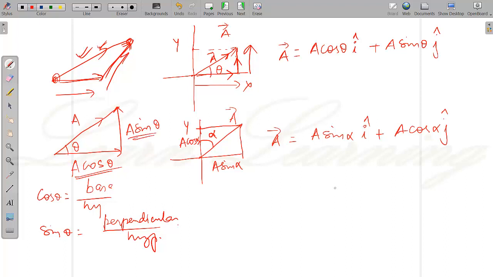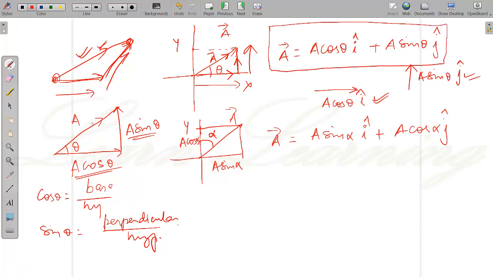Similarly, in this particular example, instead of writing A, we could have written that there are two vectors. One is A cos theta in this direction and the other one is A sin theta in this direction. Now, this is the magnitude. So how is the direction represented? We have seen that the direction along the x-axis is represented by i cap, the unit vector along it, and the direction along the y-axis is represented by j cap. So you can write vector A equals A cos theta i cap plus A sin theta j cap, right? This is how you resolve a vector.